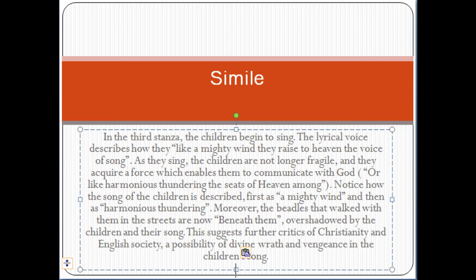This suggests further critiques of Christianity and English society, a possibility of divine wrath and vengeance in the children's song.